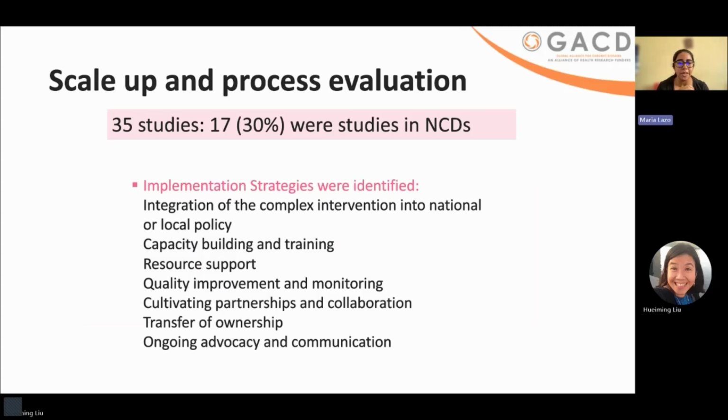So the scoping review that was specific about scale-up studies identified that 17 out of the 35 studies were related to noncommunicable diseases. Some of the implementation strategies that were identified were the integration of the complex intervention into national or local policy, capacity building and training, resource support, quality improvement and monitoring, cultivating partnership and collaboration, transfer of ownership, and ongoing advocacy and communication.